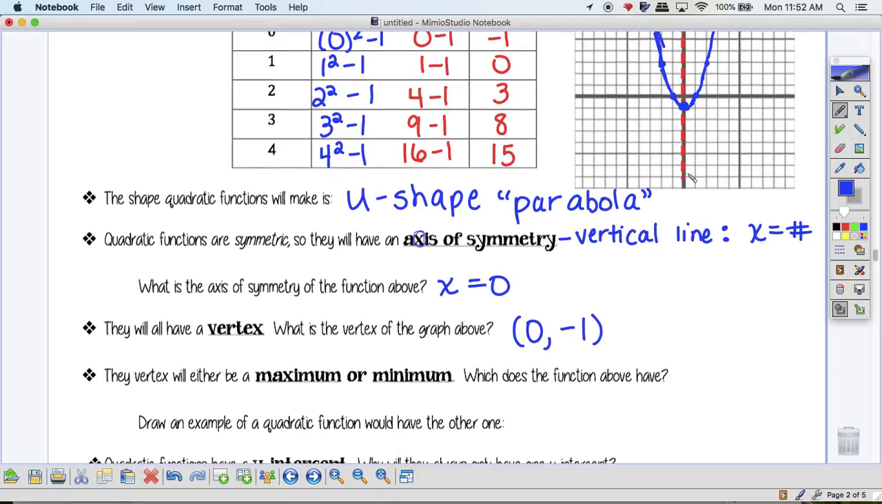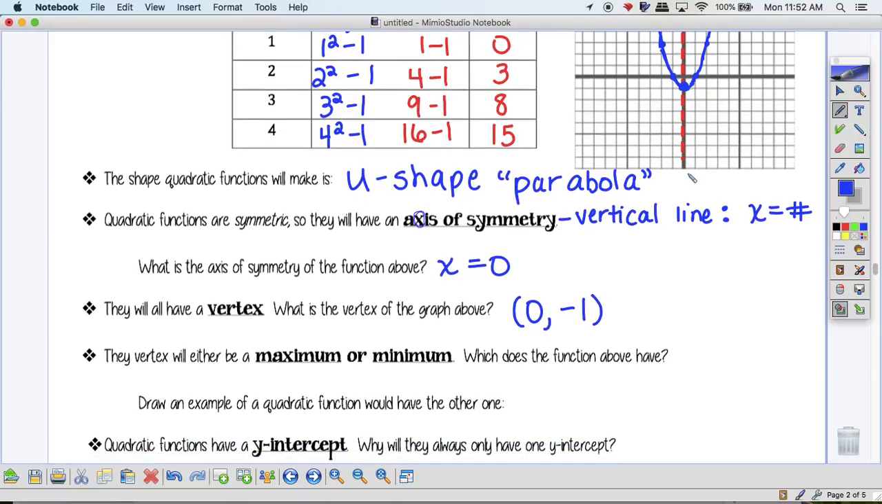The vertex is always going to be a maximum or a minimum. So remember, maximum would be the highest point, minimum would be a lowest point. This parabola would have which one, do you think? This one has a minimum. Okay, and a minimum, again, it's going to be an ordered pair. It's going to be a minimum at 0, -1. So do you notice that the minimum is going to be the same as the vertex?